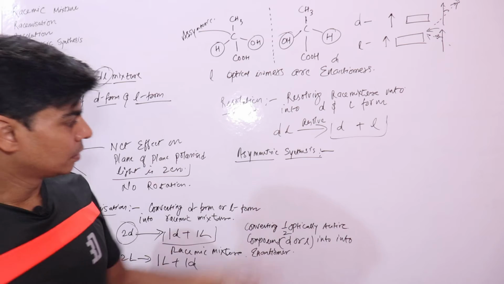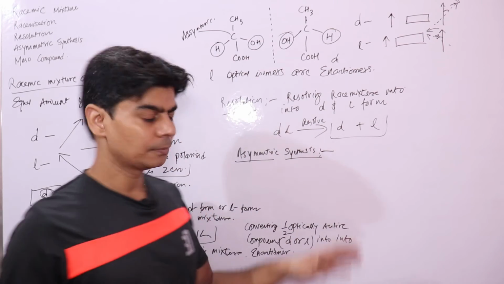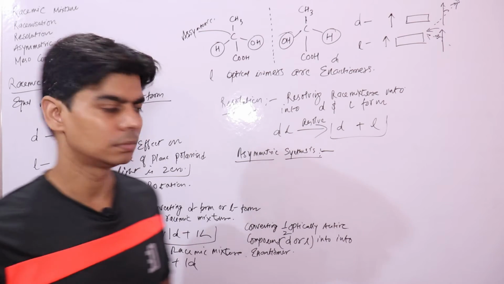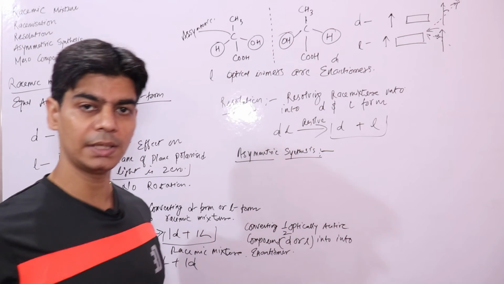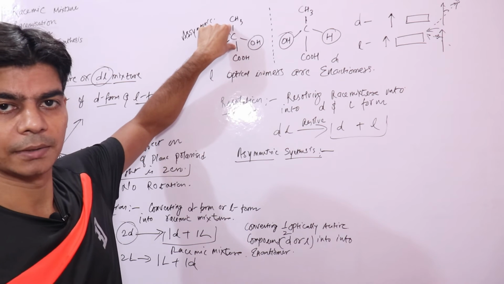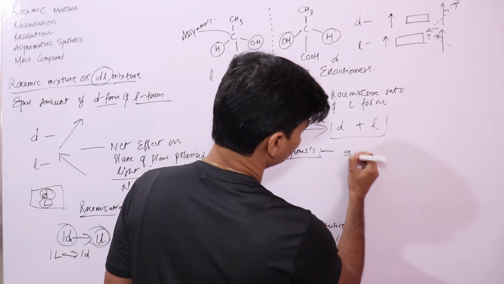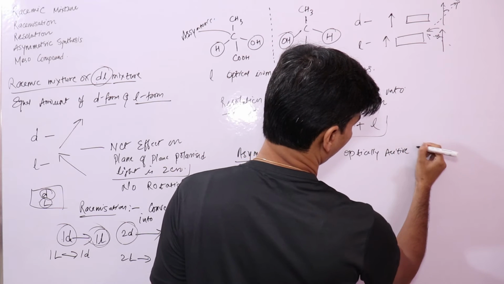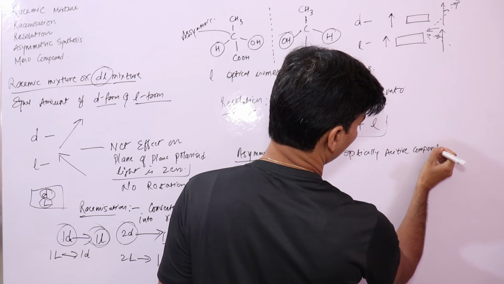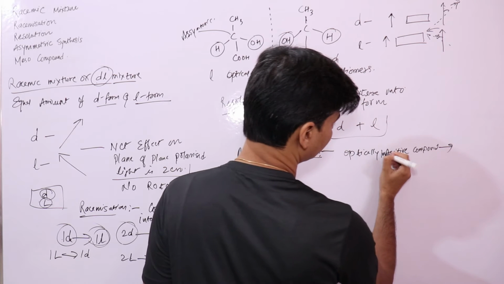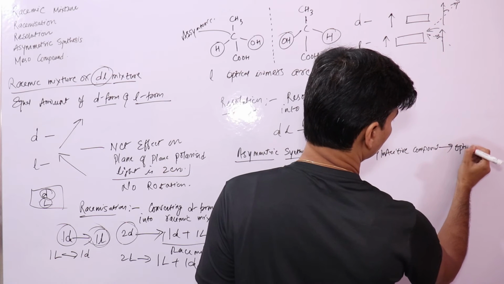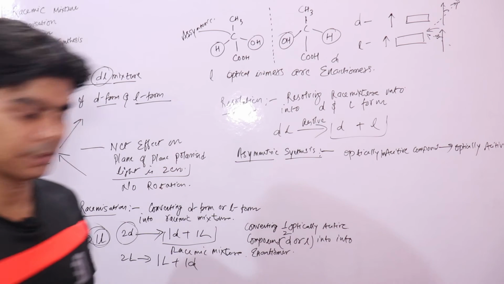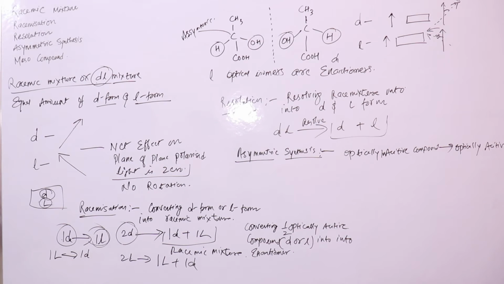So this is converting an optically inactive compound into an optically active compound, right? And we know that an optically active compound has an asymmetric carbon atom. So this is converting an optically inactive compound into an optically active compound. This is your asymmetric synthesis, right?